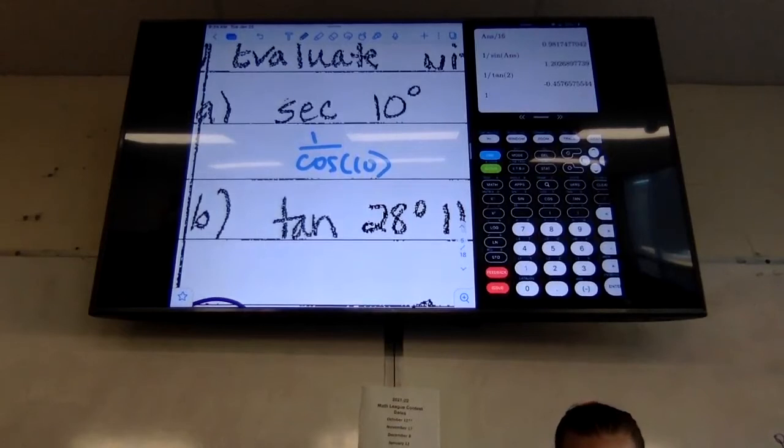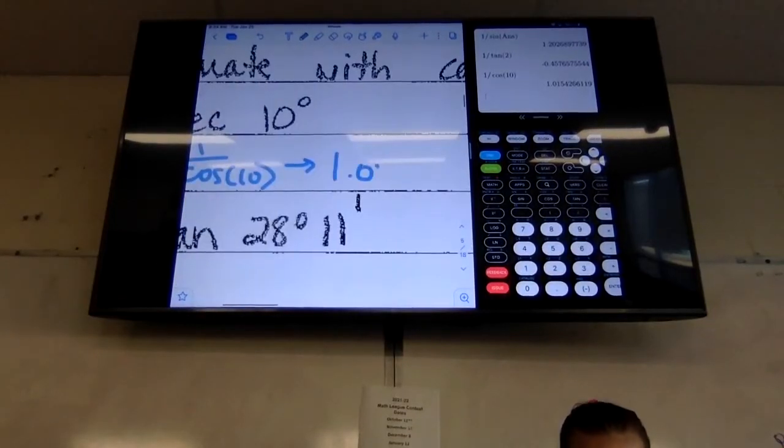So I'm going to do 1 divided by cosine of 10. And now my 10 is in degrees because that's the unit I told it we're in. And so that's 1.0154.